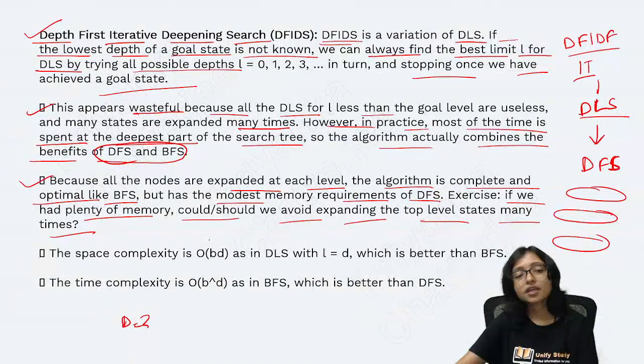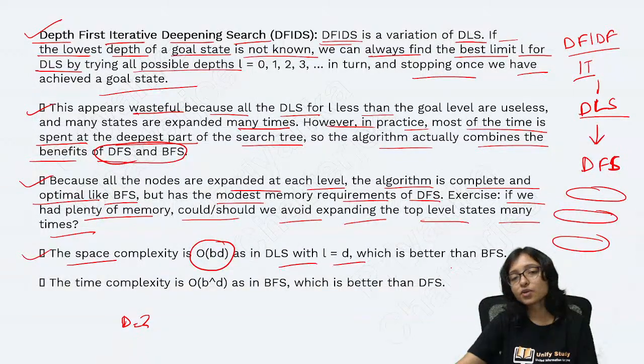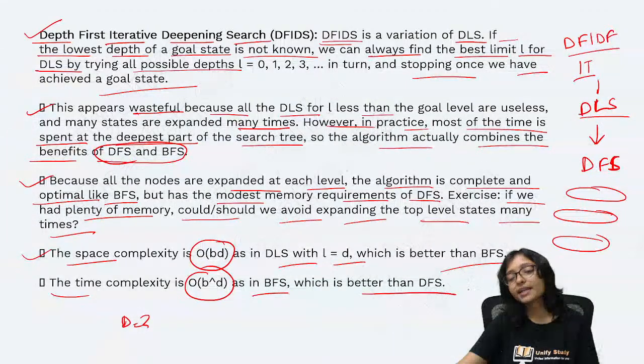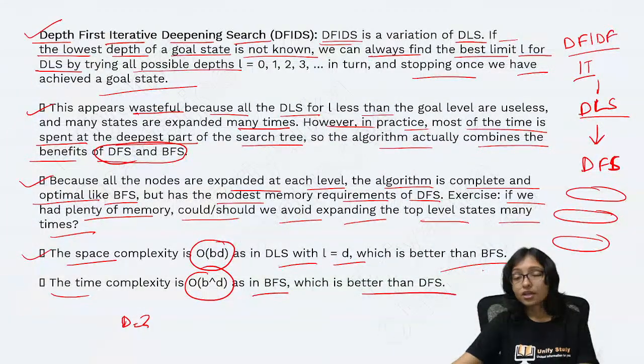Exercise: if we had plenty of memory, could we avoid expanding the top levels many times? Yes. The space complexity will be order of B times D, where for DLS the limit L equals D, and the time complexity will be order of B to the power D, as in BFS. So it is better than DFS here.